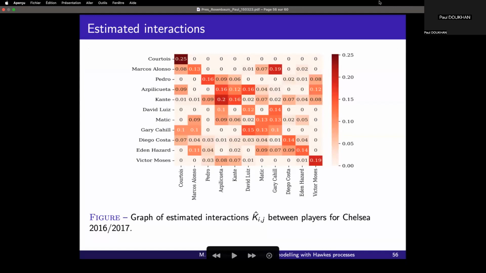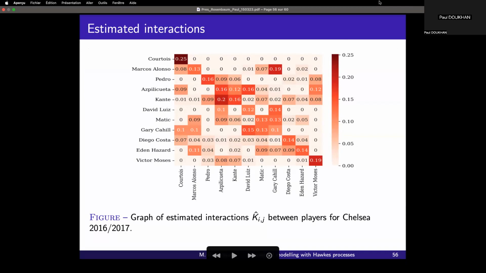Okay, examples. So here, without danger, we took Chelsea 2016-2017. Why? Because Chelsea were nice: they were always playing with the same 11 players and not changing the tactic. The issue is that when a team changes players, they change the tactic from one game to another, so for the statistics it's not very easy. Chelsea were just always playing with the same team.